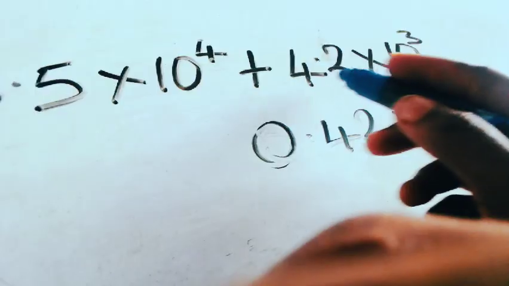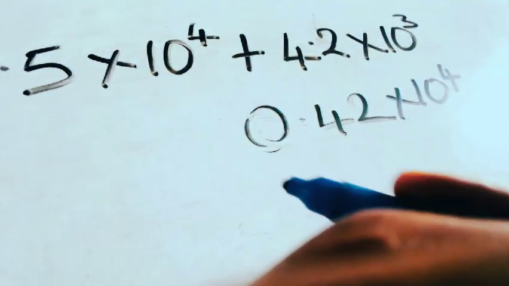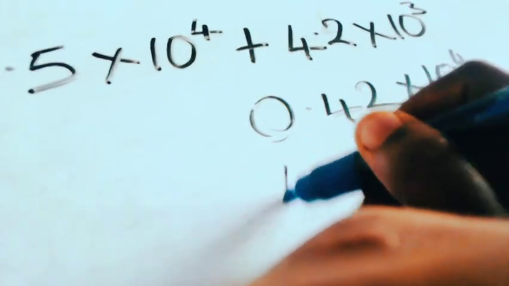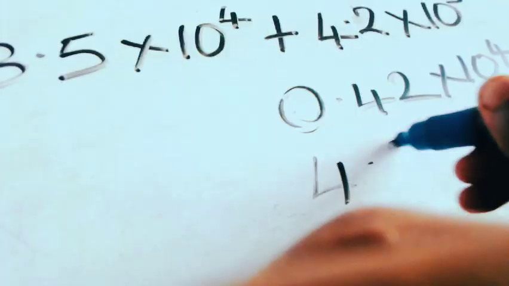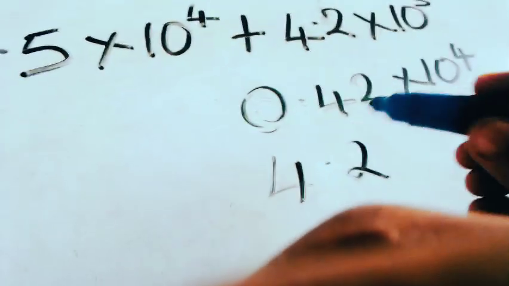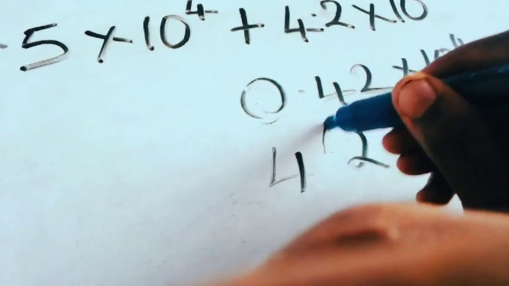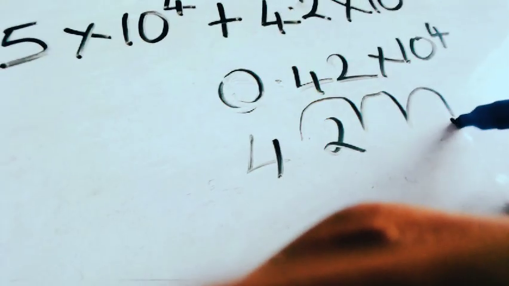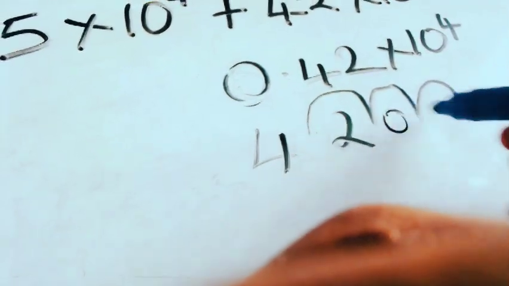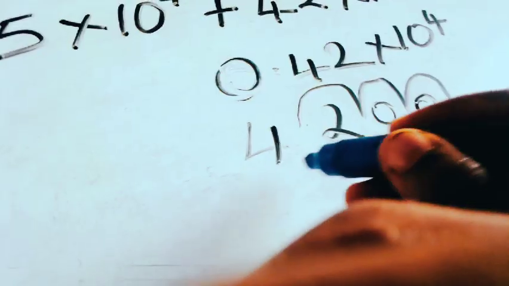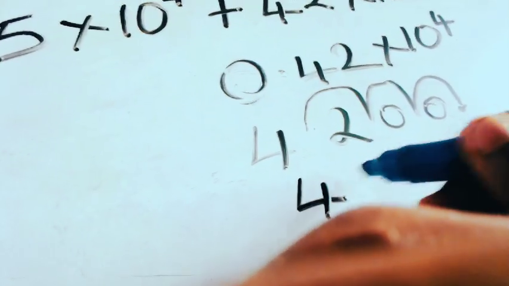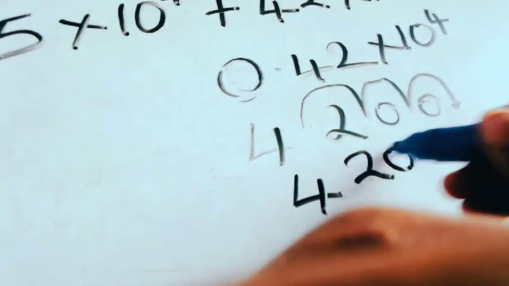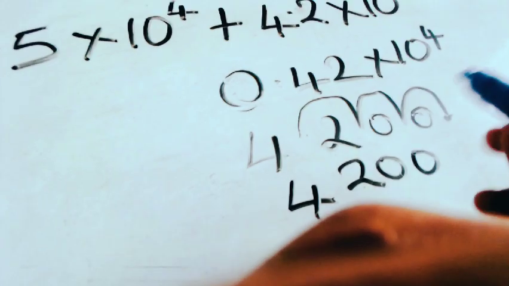Let me convert 4.2 times 10 raised to the power 3 to ordinary form to show you what it will be. That means the point moves 3 places: 1, 2, 3. See where our point will be. And I'm going to fill this place with 0. We did it in our previous lesson. So the answer will become 4,200.